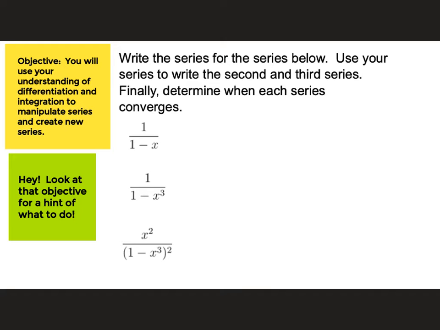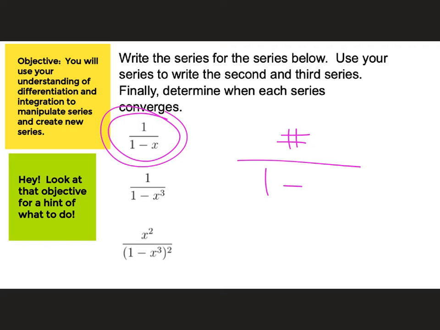Hopefully, this rings a bell. If it doesn't, that should look very familiar to you in the form: you have some number over 1 minus some other number. Now, when we're talking about series, that should be kicking you in the face what that is. It's the geometric series.